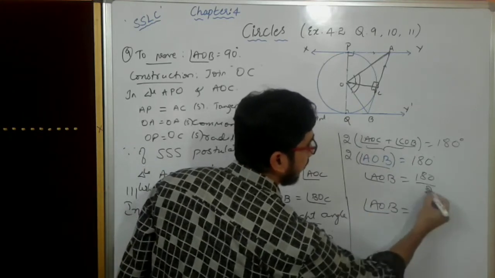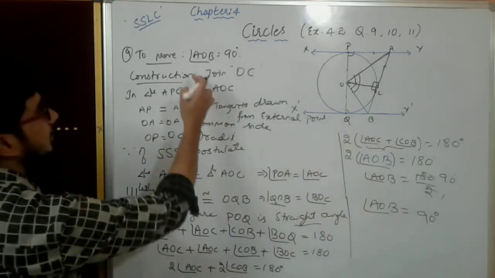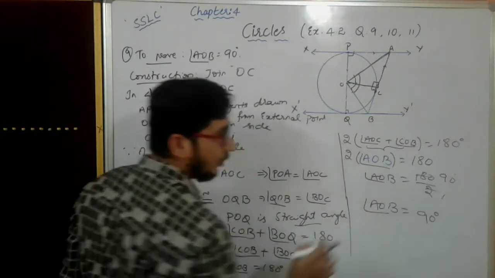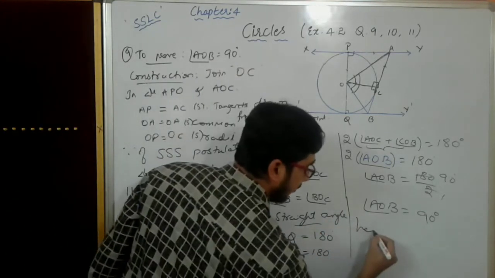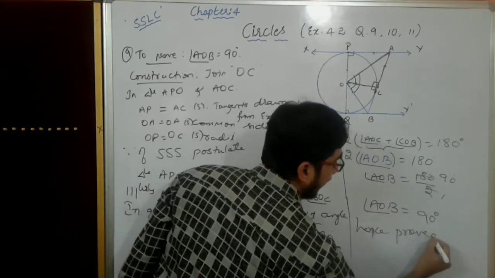AOB is equal to 2 ones are 2, 90s are, so 90 degrees. What are they asking? Prove that AOB is equal to 90 degrees. See here, angle AOB is equal to 90 degrees. Hence proved. So I repeat again.